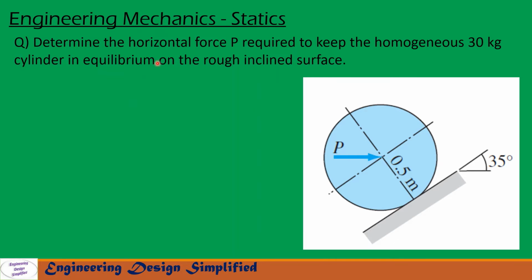Today's problem is: determine the horizontal force P required to keep the homogeneous 30 kg cylinder in equilibrium on the rough inclined surface. In this problem, we are given a homogeneous 30 kg cylinder whose radius is 0.5 meter, resting on a rough inclined plane, and the plane is at 35 degrees with the horizontal. We need to find the P required to keep this cylinder in equilibrium. Let us see in the coming slides how to solve this problem.